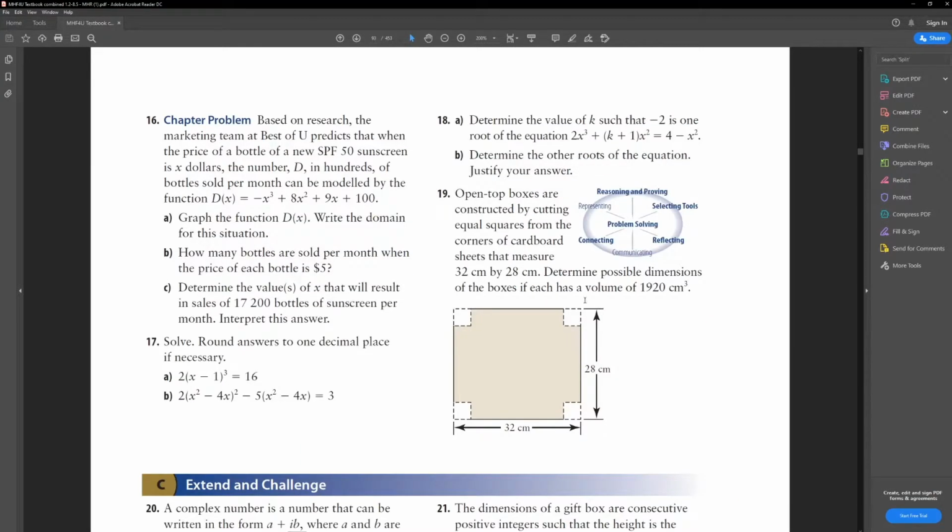Lastly, I've assigned 18, which is determine the value of k such that negative 2 is one of the roots of the equation. Okay, so if negative 2 is a root, what that would imply is that when x equals negative 2, the full function equals 0. So we need to just transform or rearrange this function to have it equal to 0 on one side. Then we would substitute negative 2 in for all the x values, and then we would solve for k. That is all you have to do.